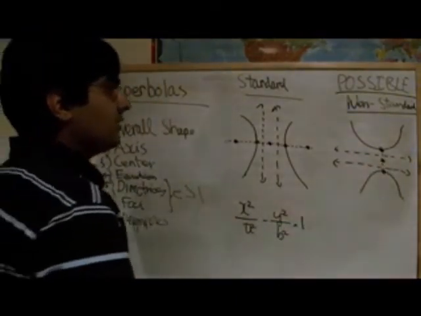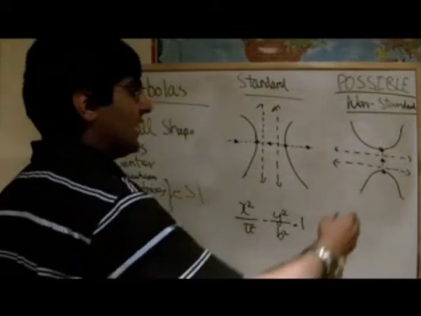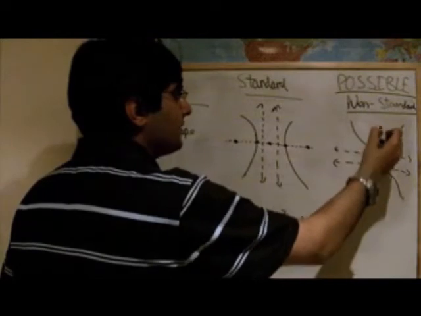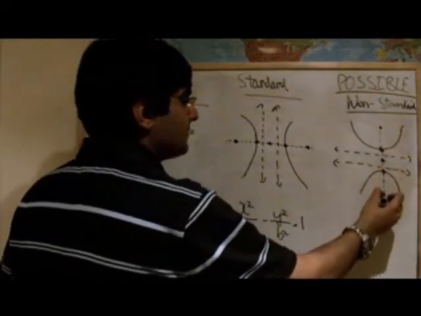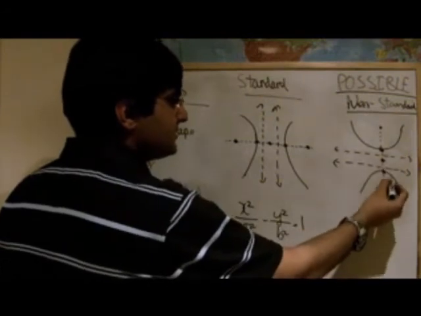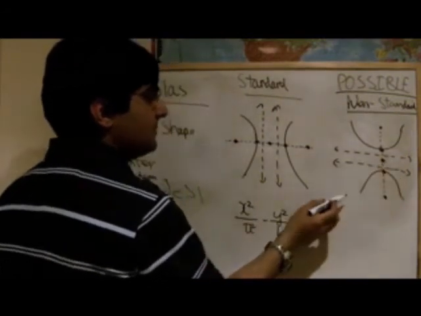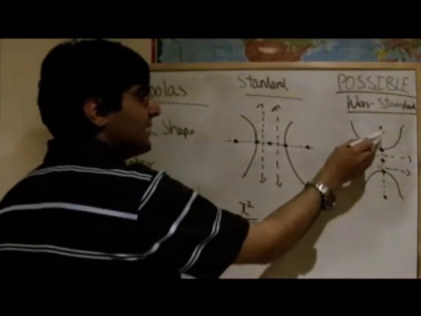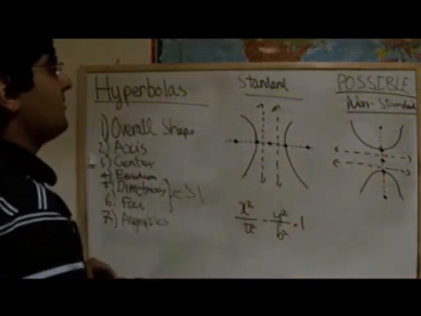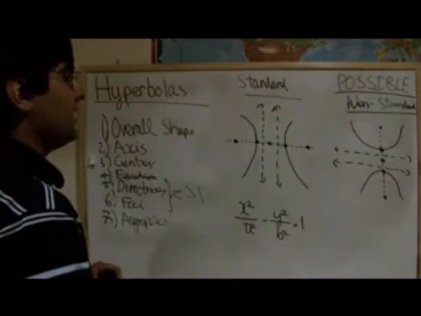And the foci would again lie on the hypothetically extended axis and would be farther away from the center than the curves of the hyperbola. Alright? So if this is our center, the distance between the center and this focus would be the same as the distance between the center and this focus here. The foci tend to be farthest away from the center of the hyperbola.